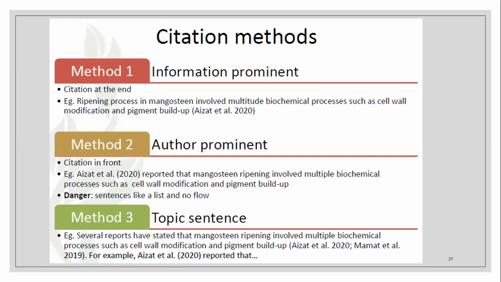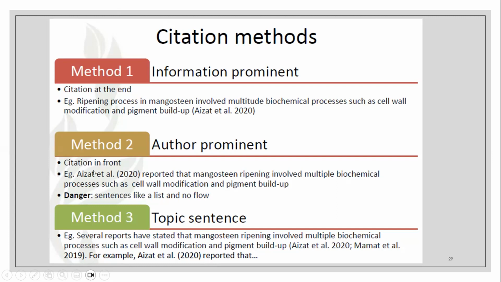Okay, this is what I mentioned just now: information is prominent. When we put the reference at the end of the sentence, like here, after the ripening process, we want to emphasize the information in this sentence. The information is more important than the reference, because you can find this information in different papers, not only in this paper. That means we don't want to focus on the reference. We emphasize the information.